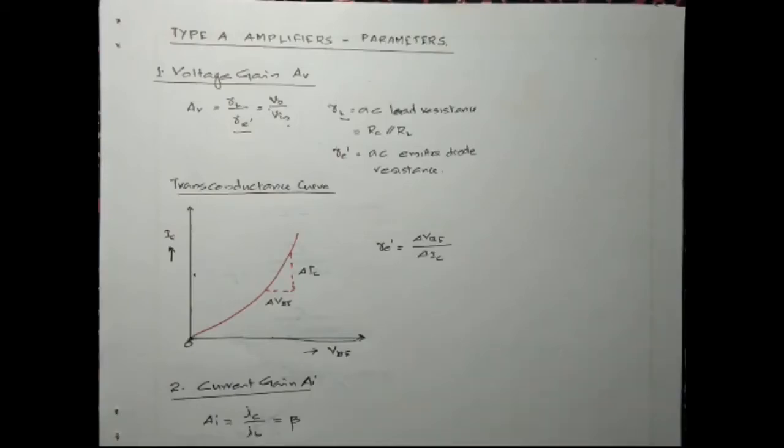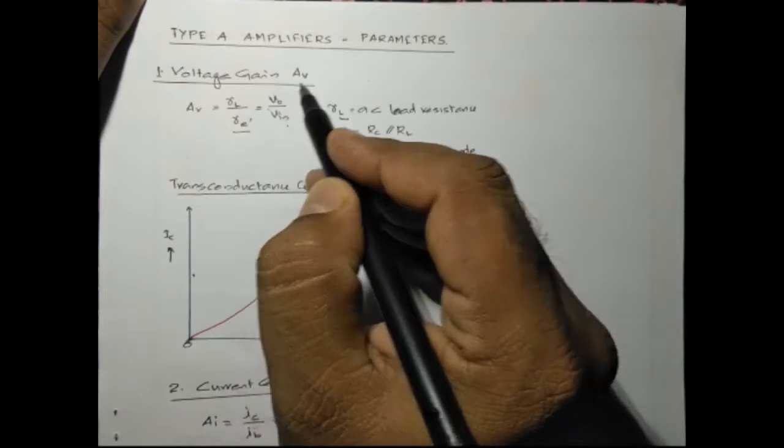In the last session, we started our discussion on class A amplifiers. In this session, let's find out some important parameters of a class A amplifier. Let's start with the voltage gain.